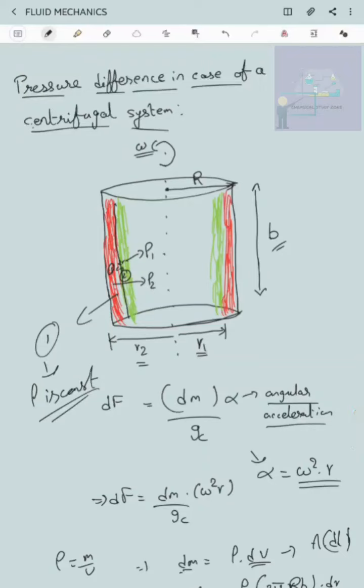I am DVK Bhagwan. In today's lecture, I will discuss the pressure difference in case of a centrifugal system.